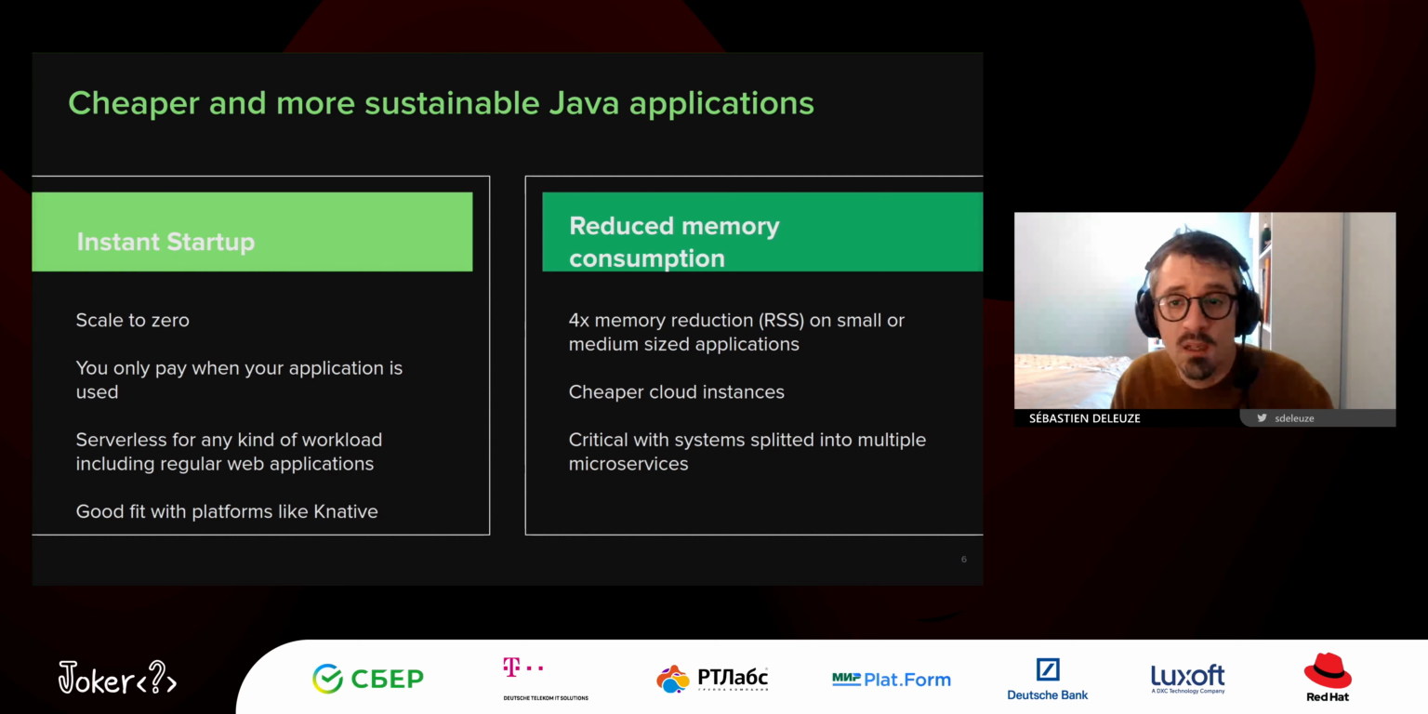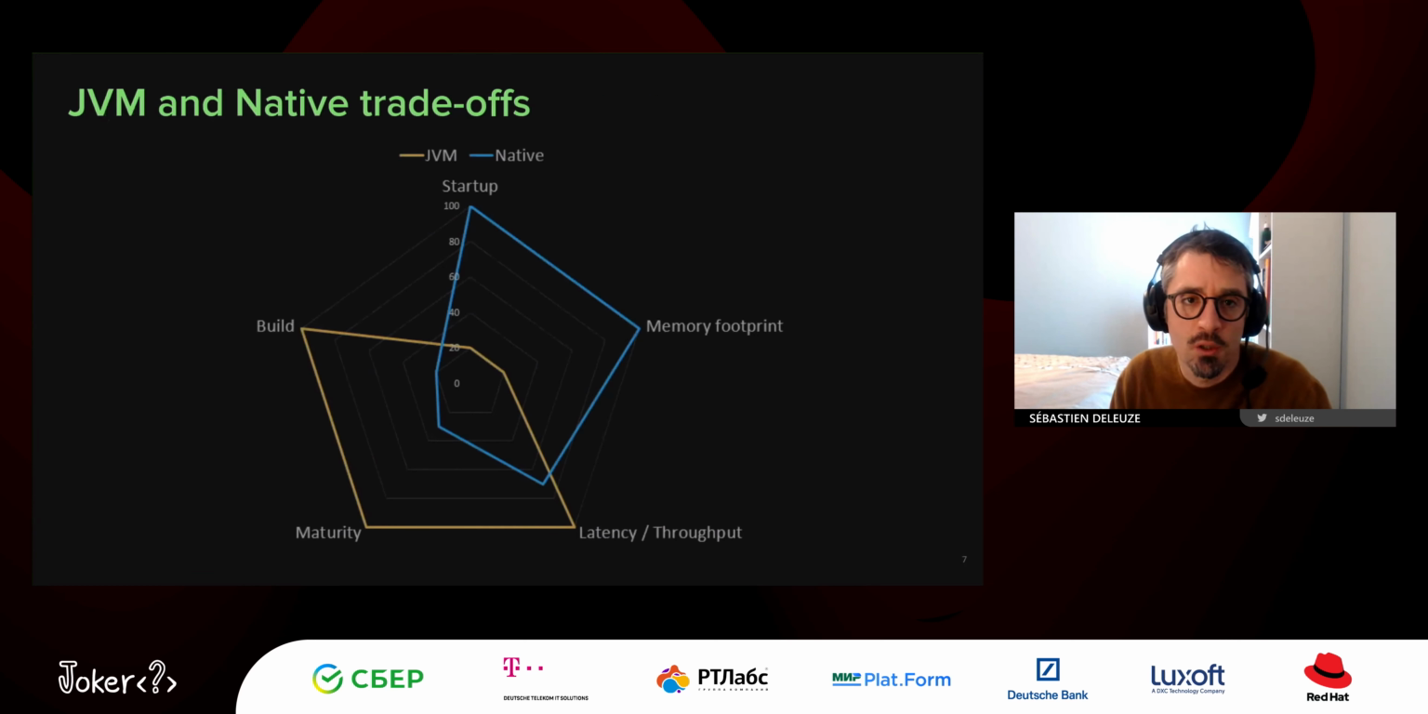The other interesting point is reduced memory consumption. Now everybody is on the cloud, and what you pay is related to the size of the instance that you get on the cloud. And being able to reduce the memory by a 4x ratio for small or medium-sized applications is pretty interesting, especially when you split your Java or Kotlin applications into a lot of microservices. And here, if you are using the JVM, you will basically pay a tax for each instance because all the JVM infrastructure consumes some memory, especially for small applications. So I think that's pretty interesting for getting cheaper and more sustainable Java applications.